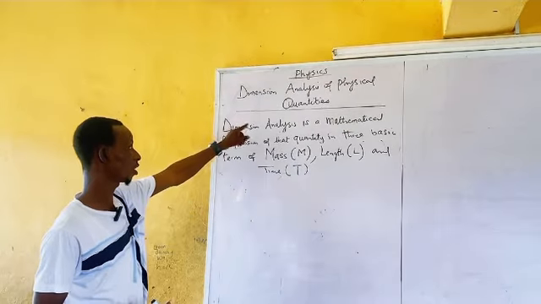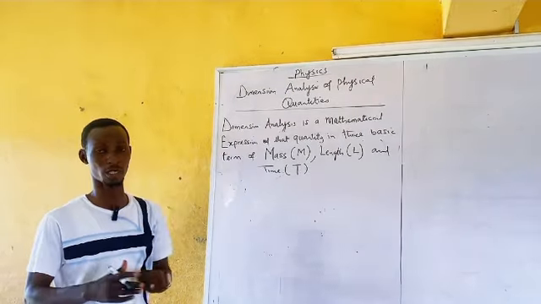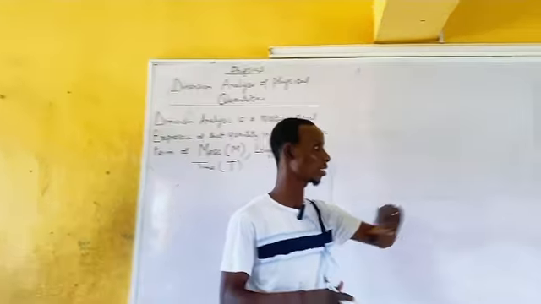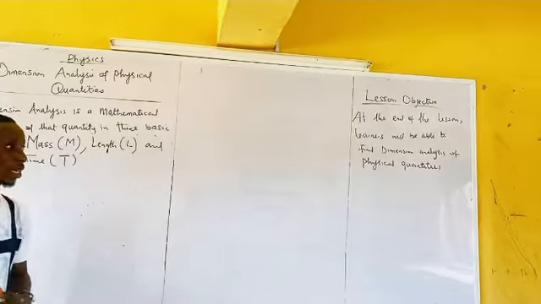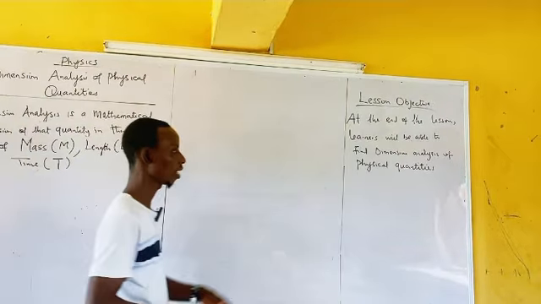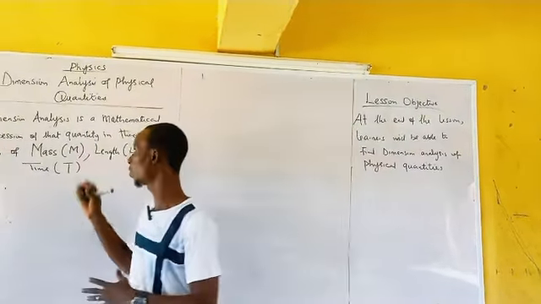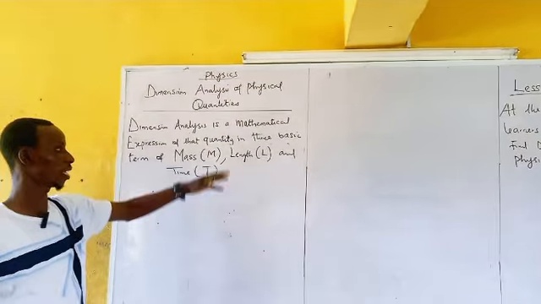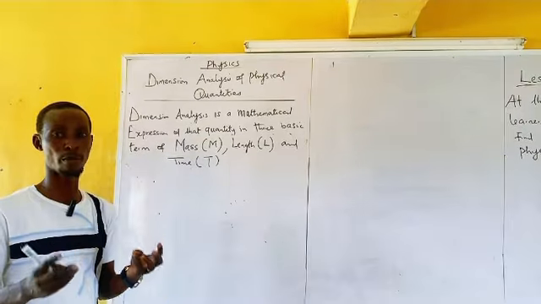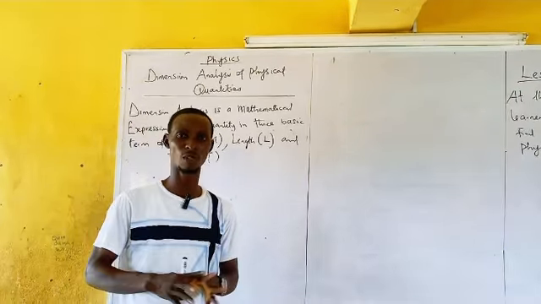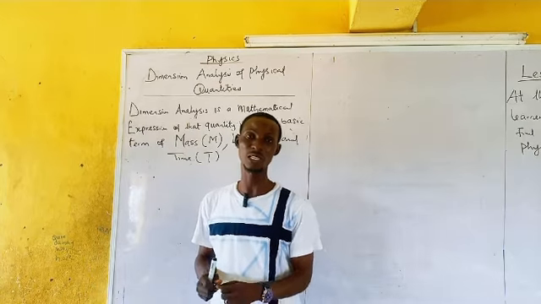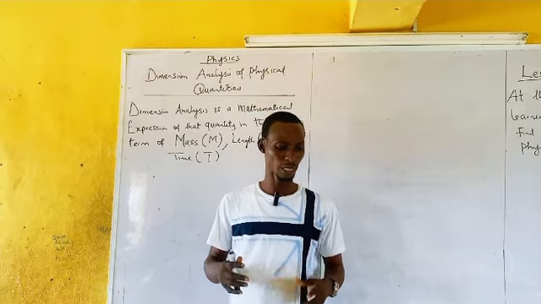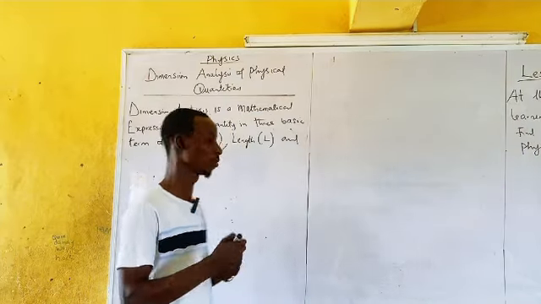Today, we'll be looking at dimension analysis of physical quantities. Before I proceed, our lesson objective is, at the end of the lesson, learners will be able to find the dimension analysis of physical quantities. Now, dimension analysis is a mathematical expression of that quantity in three basic terms: mass, length, and time. For example, a 2017 WAEC question says, find the dimension analysis of impulse.